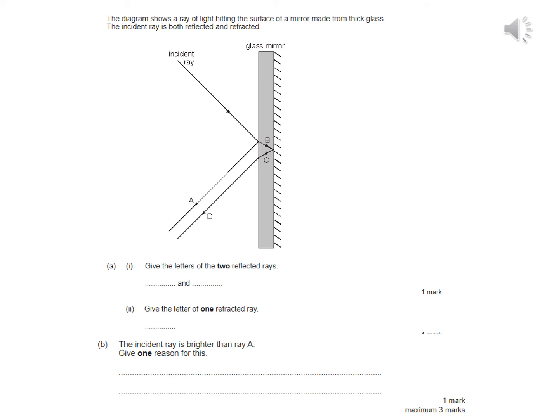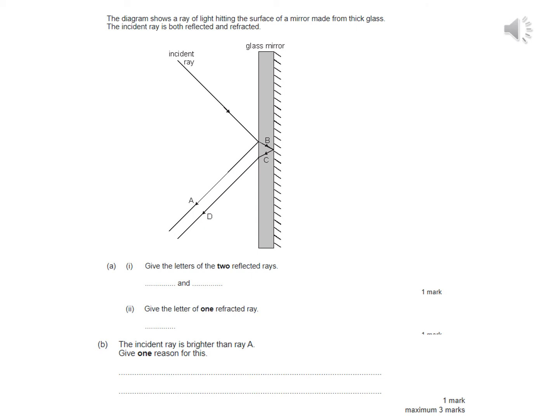So if you see that, that's a mirror. It's a mirror made from thick glass. The incident ray is both reflected and refracted. You can see the ray going in there, and then you've got some letters for these 4 rays, A, B, C, and D. Give the letters of the 2 reflected rays, something and something.